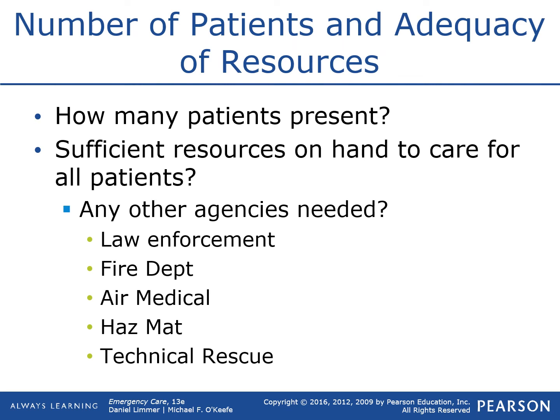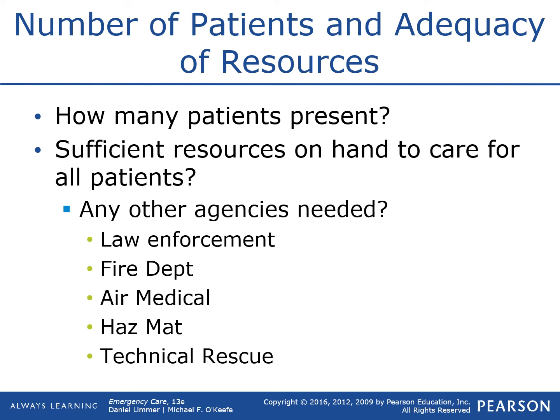So that brings us to the number of patients and adequacy of resources. So like I said, you need to know how many patients you have to take care of. This is for multiple reasons. First off, you need to have other agencies started if you have multiple patients that you need transported. So you need to know how many ambulances are going to be there. And also, you need to make sure that you are treating everyone.